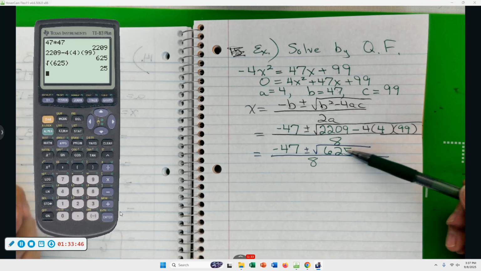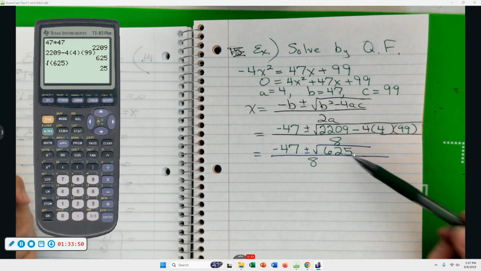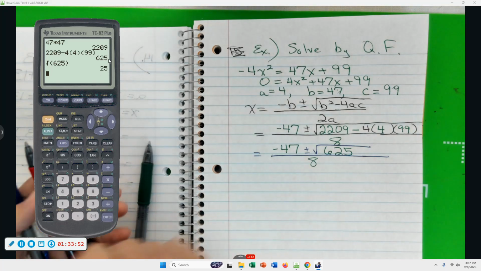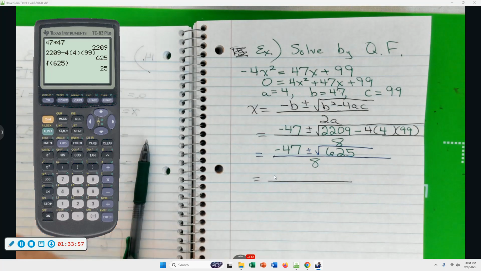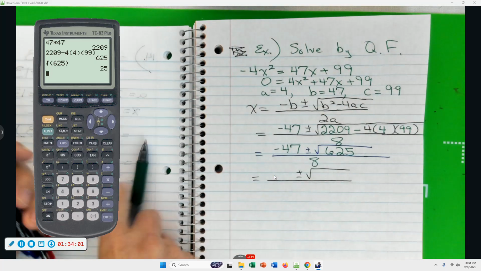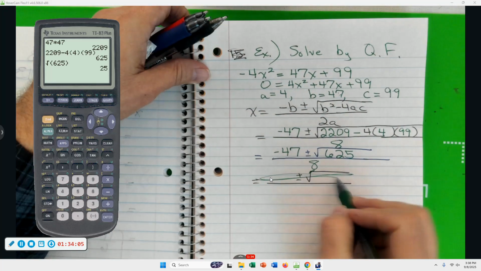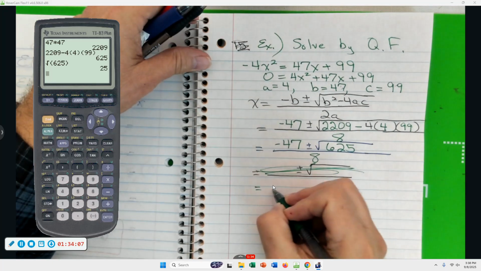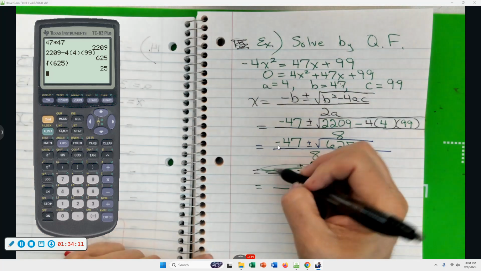Negative 36. But there's no imaginary number. The square root of 625 is 25. So we're showing you how this differs if it's something that's factorable. You didn't need that square root symbol. Oh, I don't need the square root symbol. So that equals. Okay, mark out all that stuff.